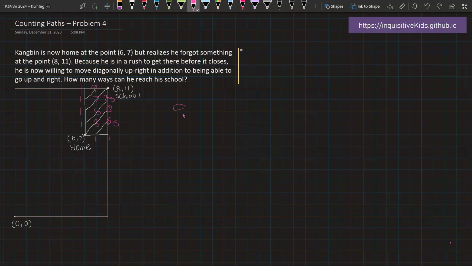And finally, we have 9 plus 25 plus 7, which gives us 41. So there are 41 different ways to get from his home to his school, going up, right, or diagonally.